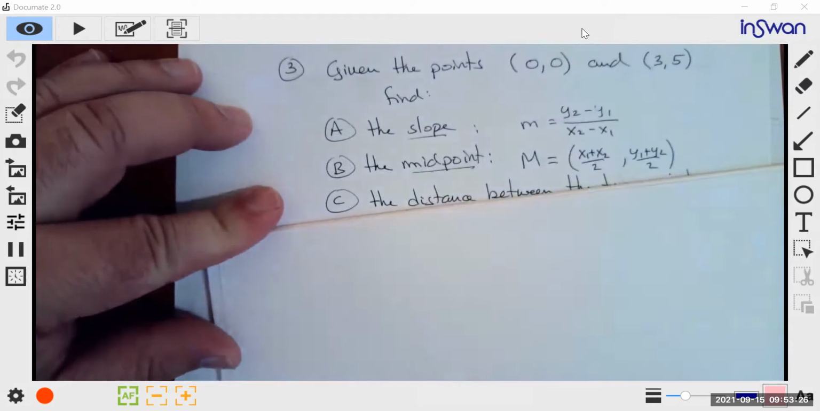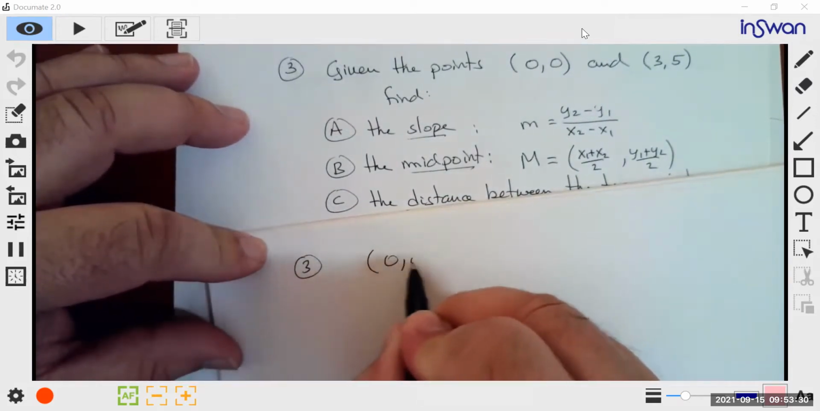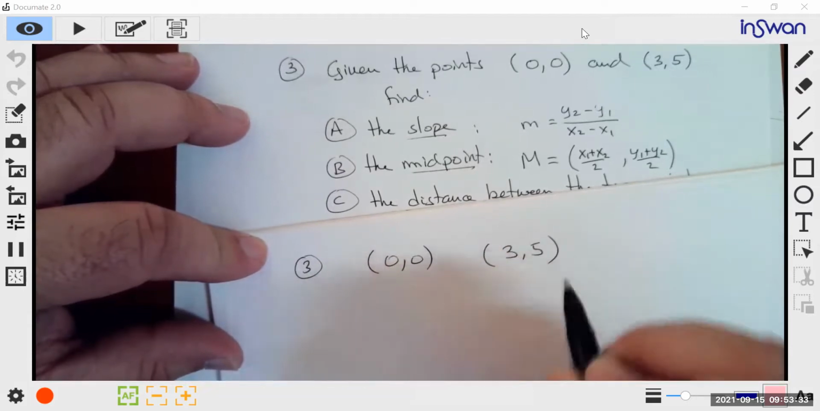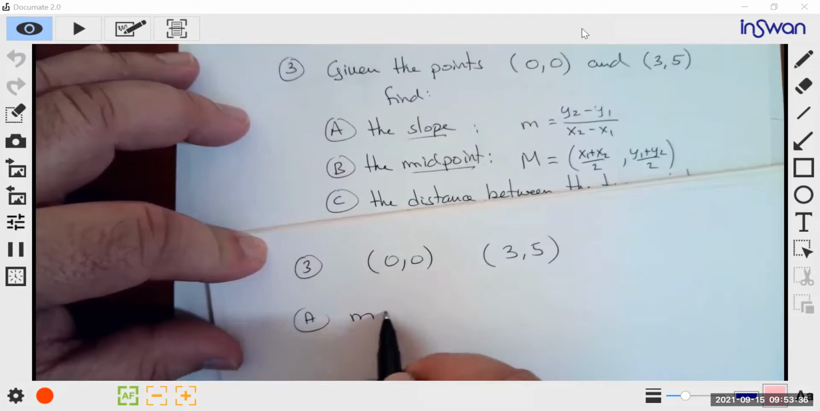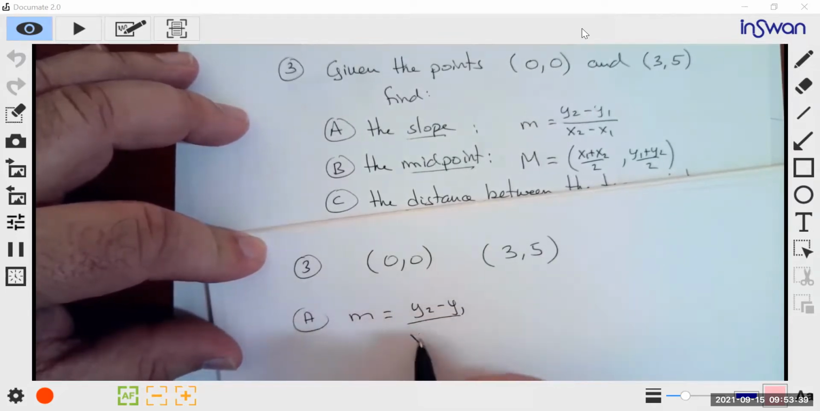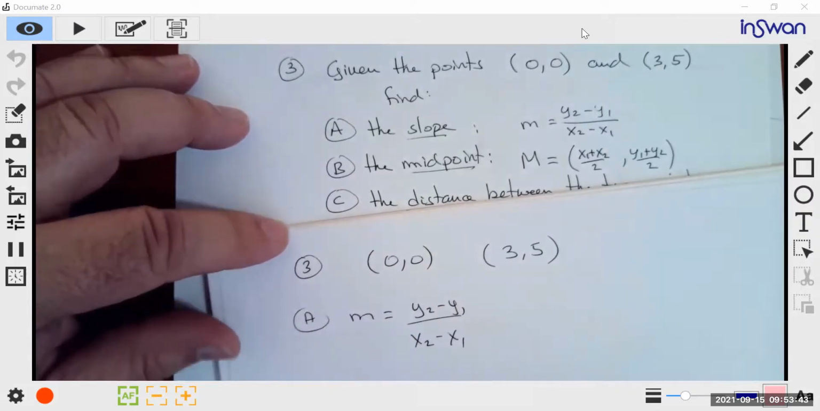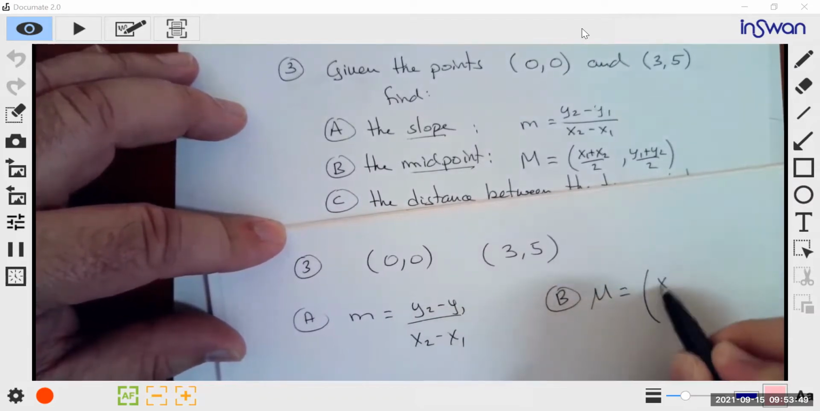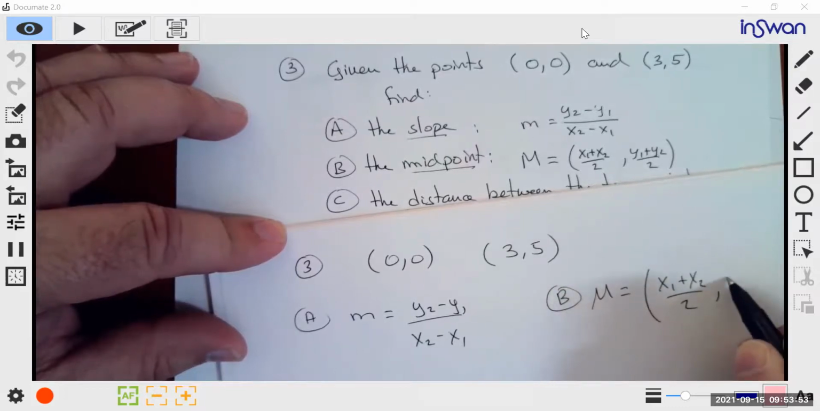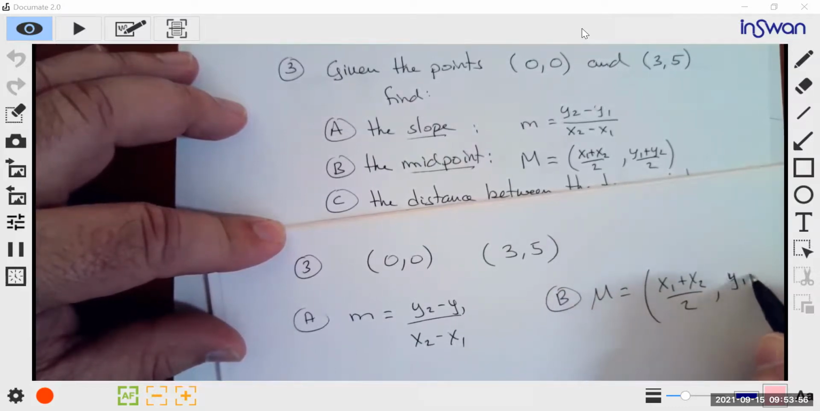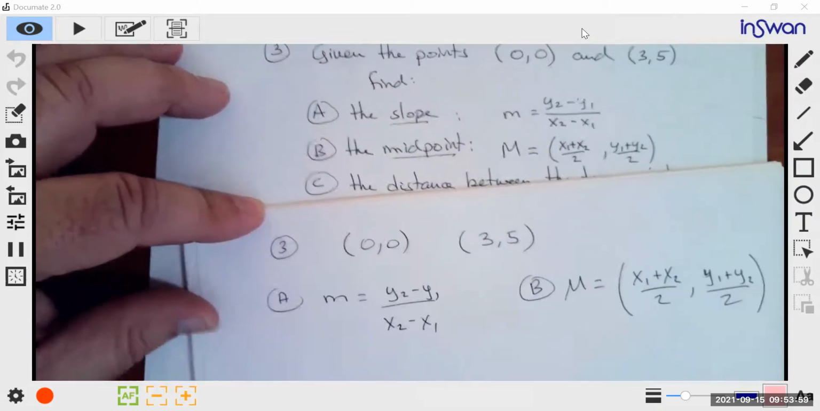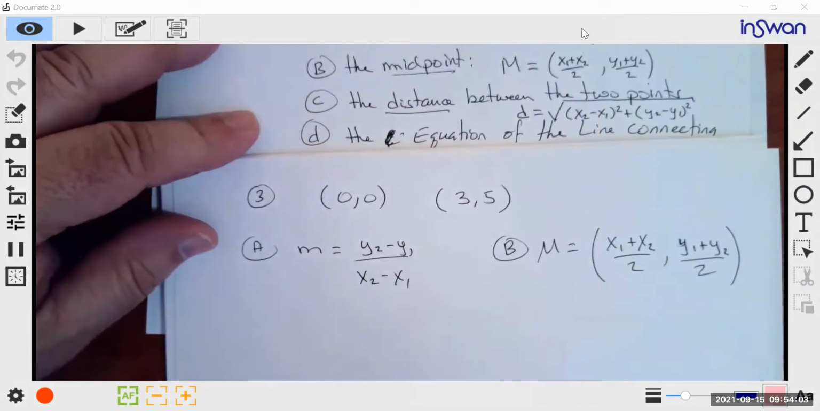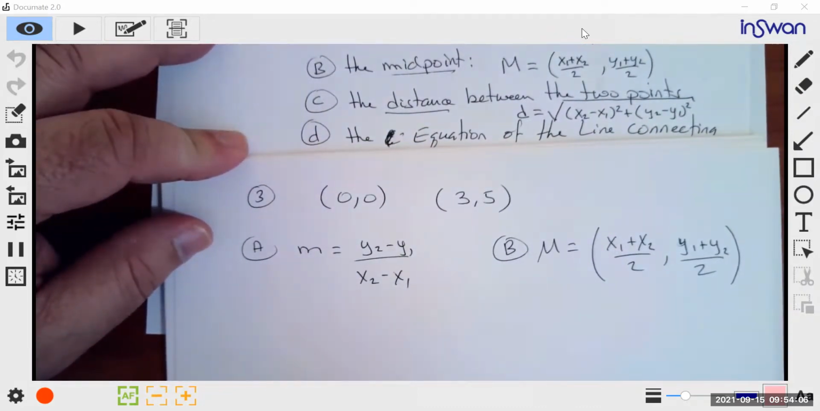So let's see here. We have 0, 0, 3, 5, y2 minus y1. x1 plus x2, comma, y1 plus y2. And the distance.